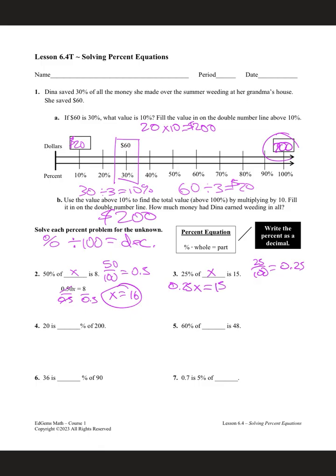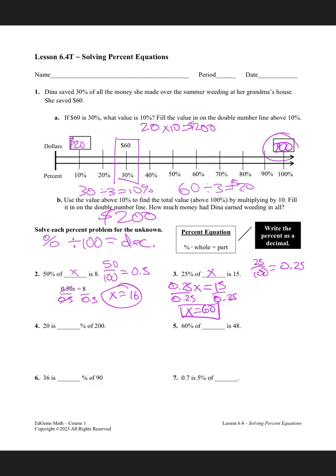So remember to solve a multiplication equation, okay, we're going to divide. So we're going to divide both sides by 0.25. And when we do that, x is 15 divided by 0.25. That is 60. So 25% of 60 is 15. Okay, moving on.